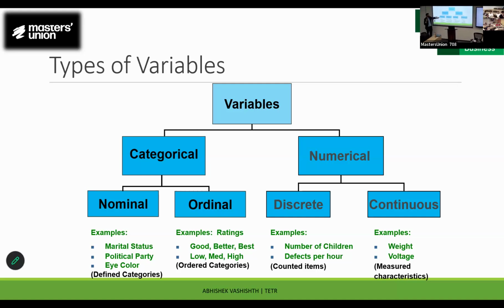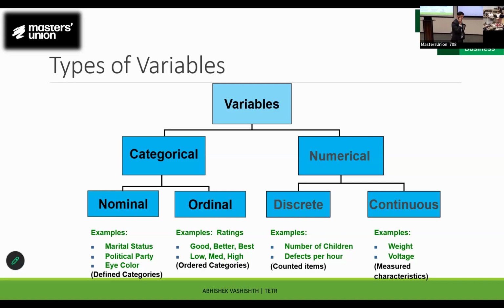One thing is categorical. In categorical, I told you it can be nominal and ordinal. Nominal is for namesake. Marital status, no rank. Political parties, no rank order. Eye color, no rank order. Examples of ordinal: ratings, good, better, best, low, medium, high, rank order. Discrete and continuous. When we come to numerical data, we discussed about discrete and continuous. Discrete is countables, continuous is non-countables.